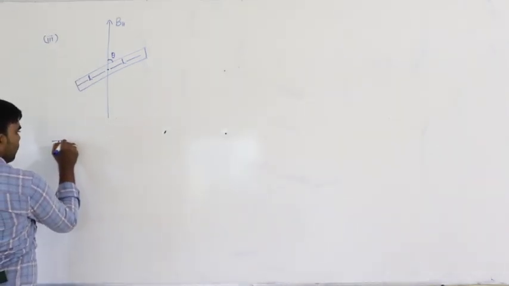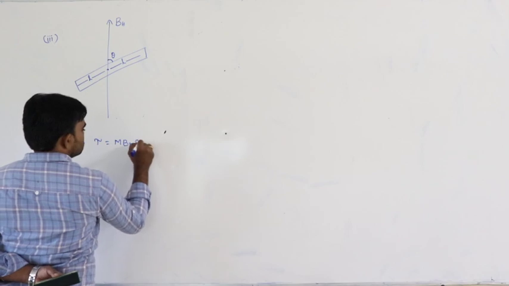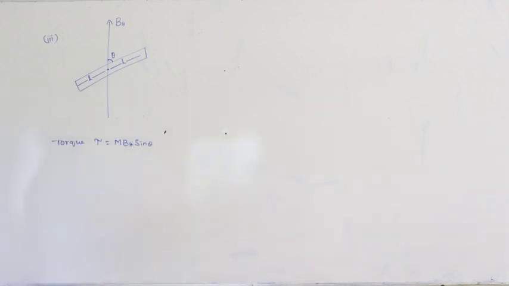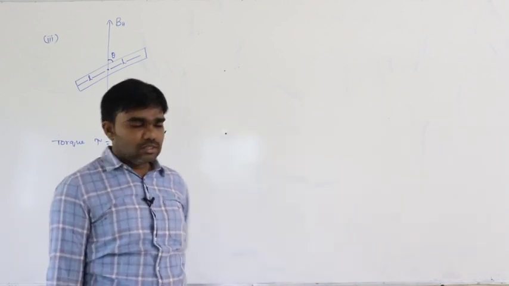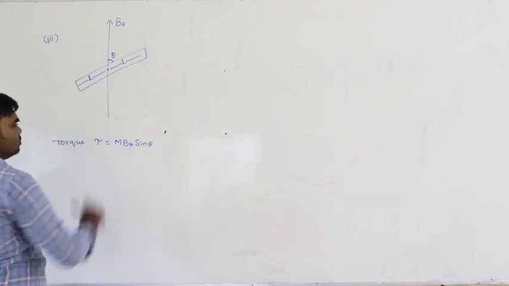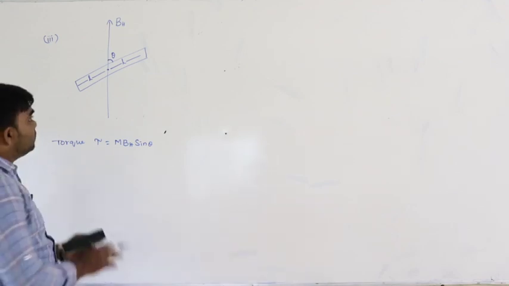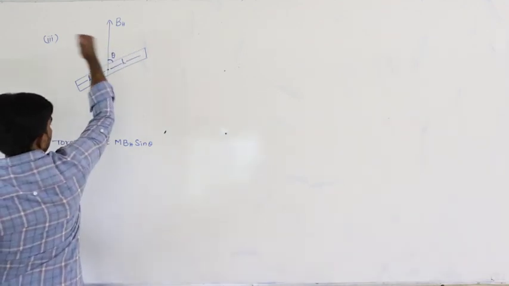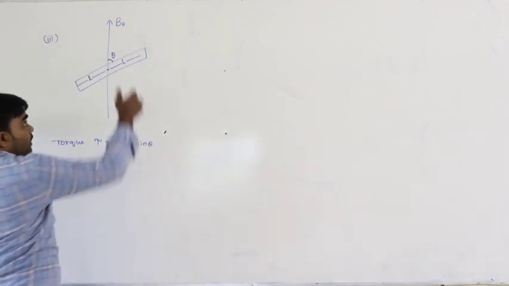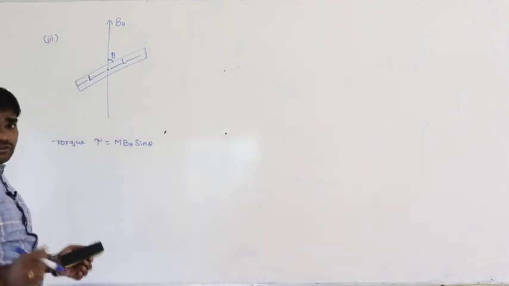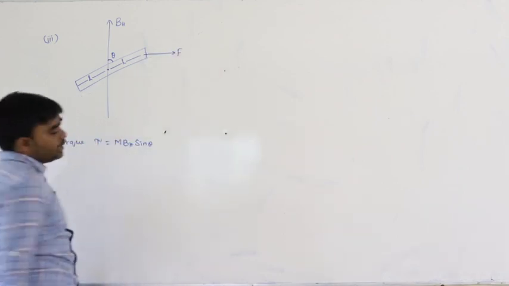Torque tau is equal to MBH sin theta. If the magnet is suspended in a uniform magnetic field, what is the torque acting here? Torque is equal to MBH sin theta, no doubt about that. So, what is the direction? M bar cross B bar, outwards. So, that means this magnet must deflect in this direction. Of course, to reduce the deflection, a force is applied along the horizontal direction like this.